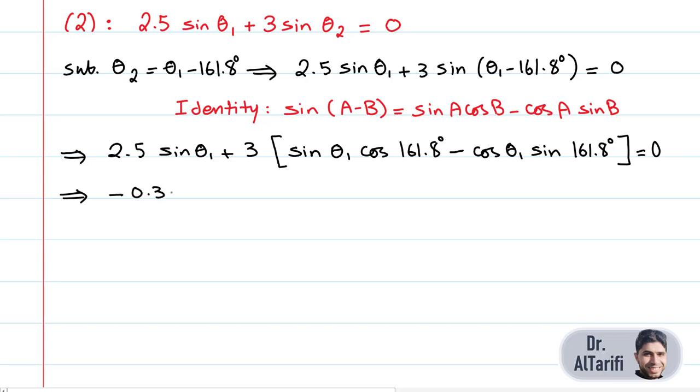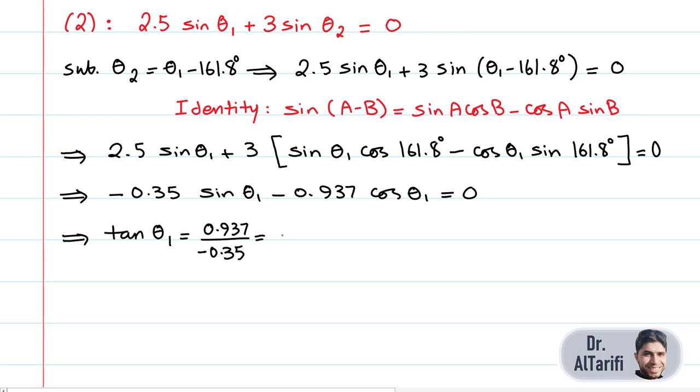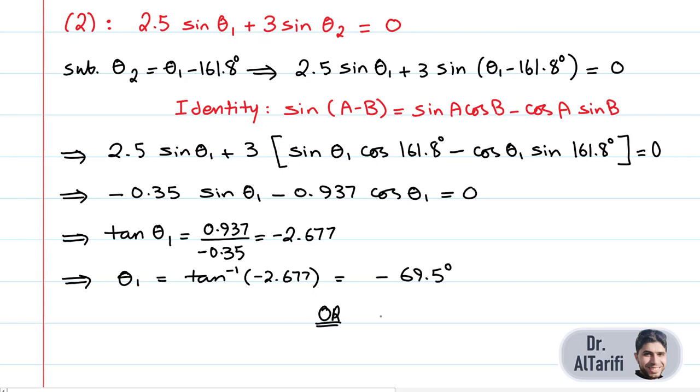Then we solve the equation by dividing by cosine theta 1 to end up with tan theta 1 equals minus 2.677. We take the inverse of the tangent and obtain two possible solutions for theta 1, minus 69.5 degrees and 110.5 degrees. Substituting for theta 2, we will get minus 231.3 degrees and minus 51.3 degrees.